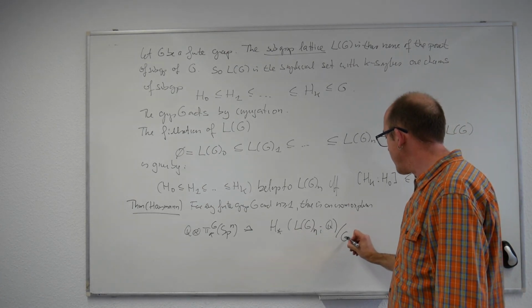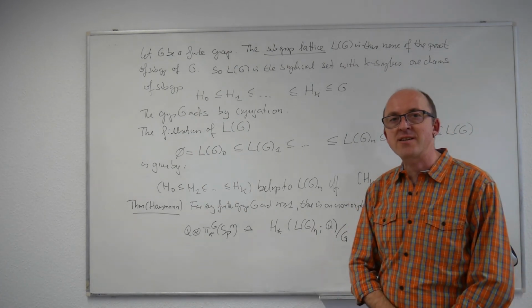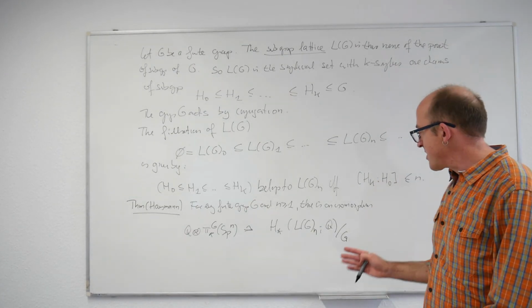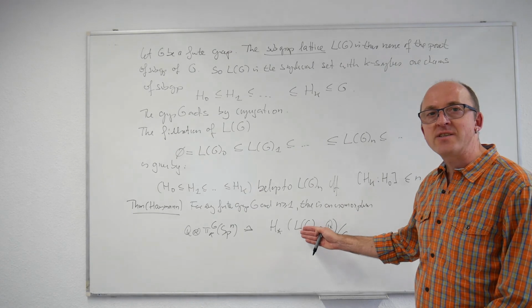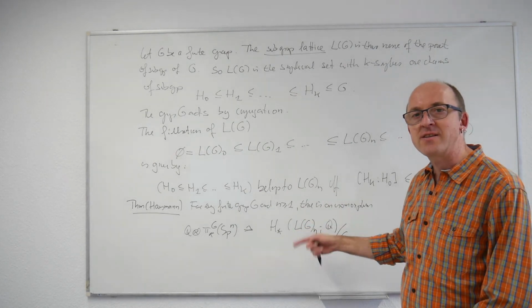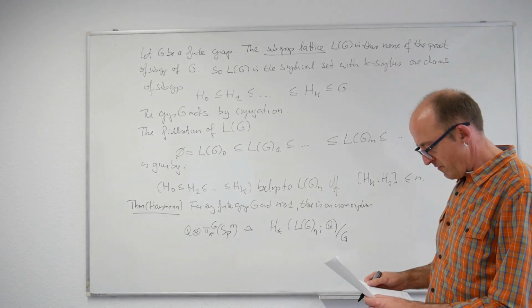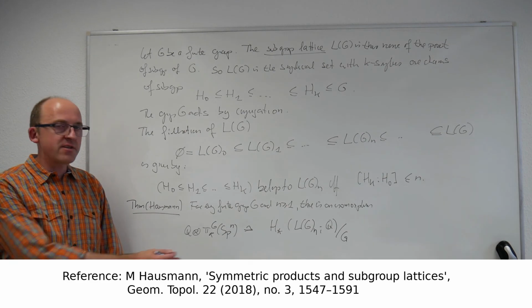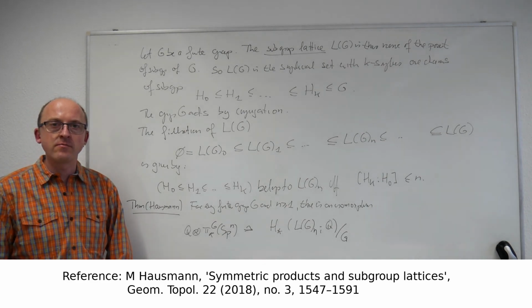And here you divide out, you take coinvariants in the algebraic sense by the G action. Because G is a finite group and we're over the rationals, you could equivalently put the G orbits in and divide out the G action on the filtration step of the subgroup lattice and then take rational coefficients. Here's a reference for Markus Hausmann's theorem.